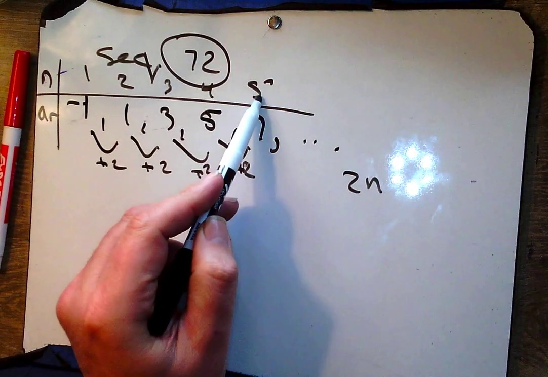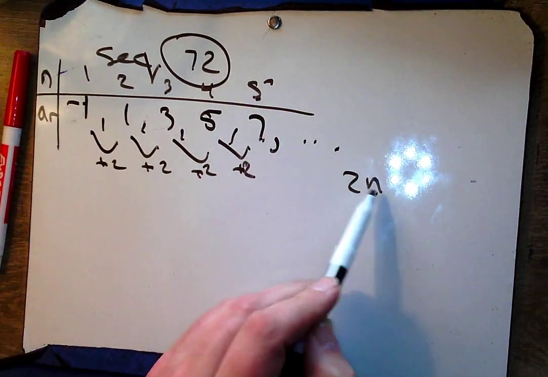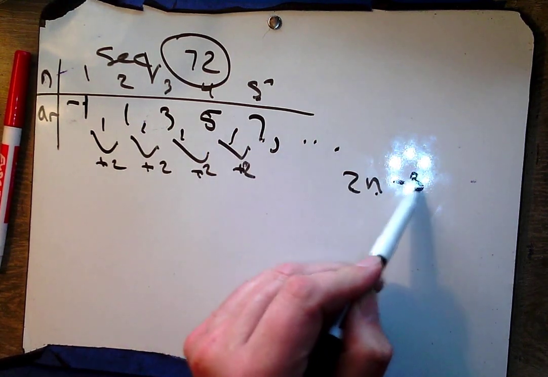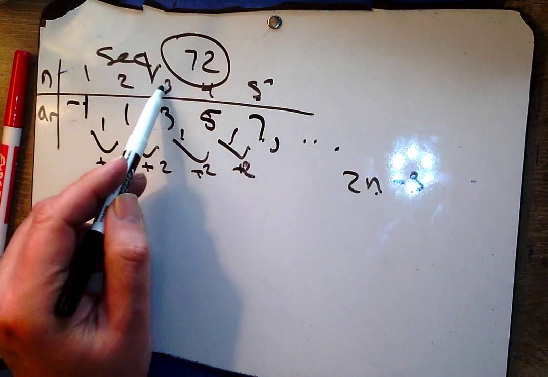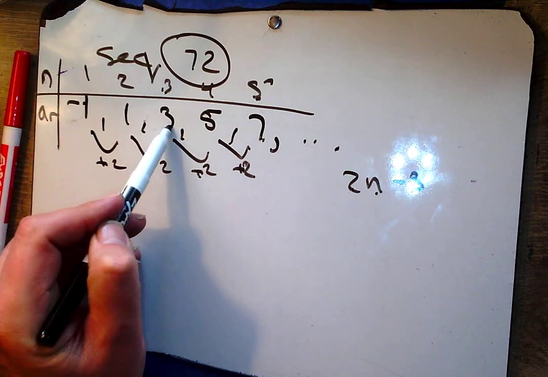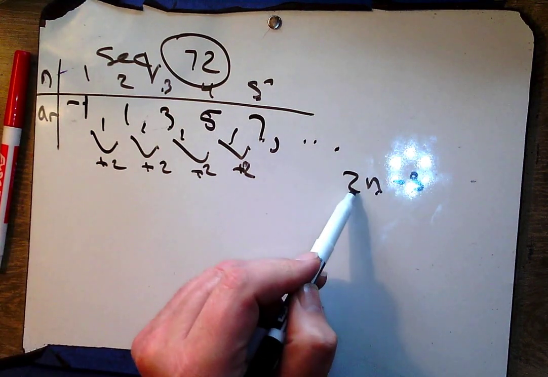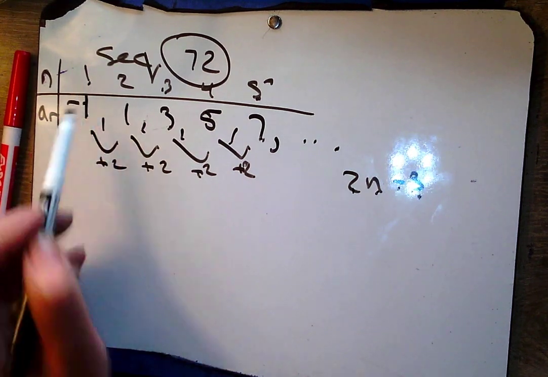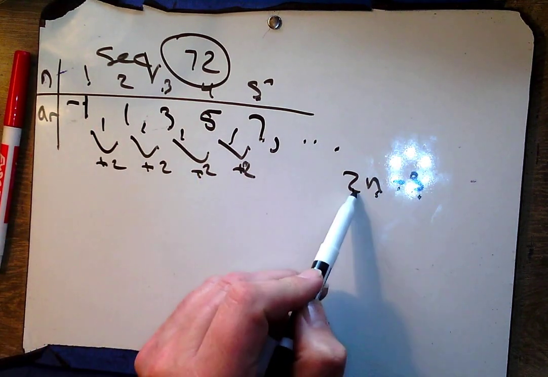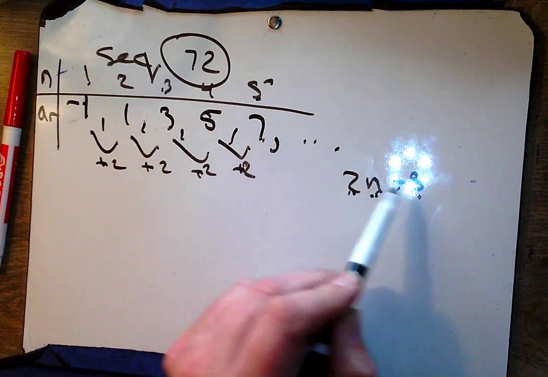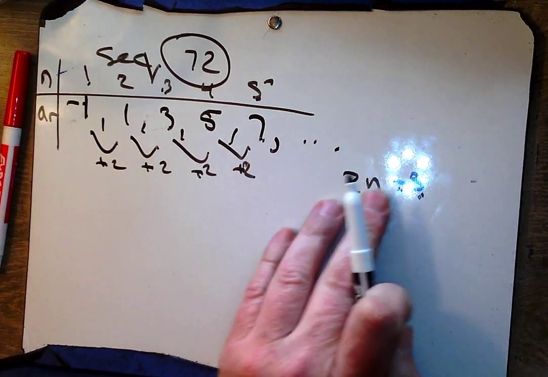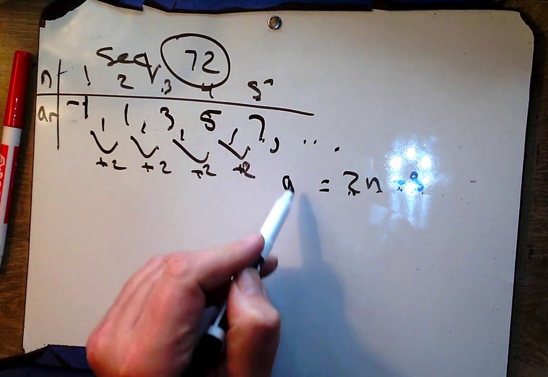So if I plug in a 5, I should get 7. 5 times 2, that's 10. Better subtract 3. Well, let's see if that works. And if I plug in a 3, I should get a 3. 2 times 3 is 6, minus 3 is 3. Nice. How about if I plug in a 1, I should get -1. 2 times 1 is 2, minus 3. Yeah, there's my rule. So that's a sub n.